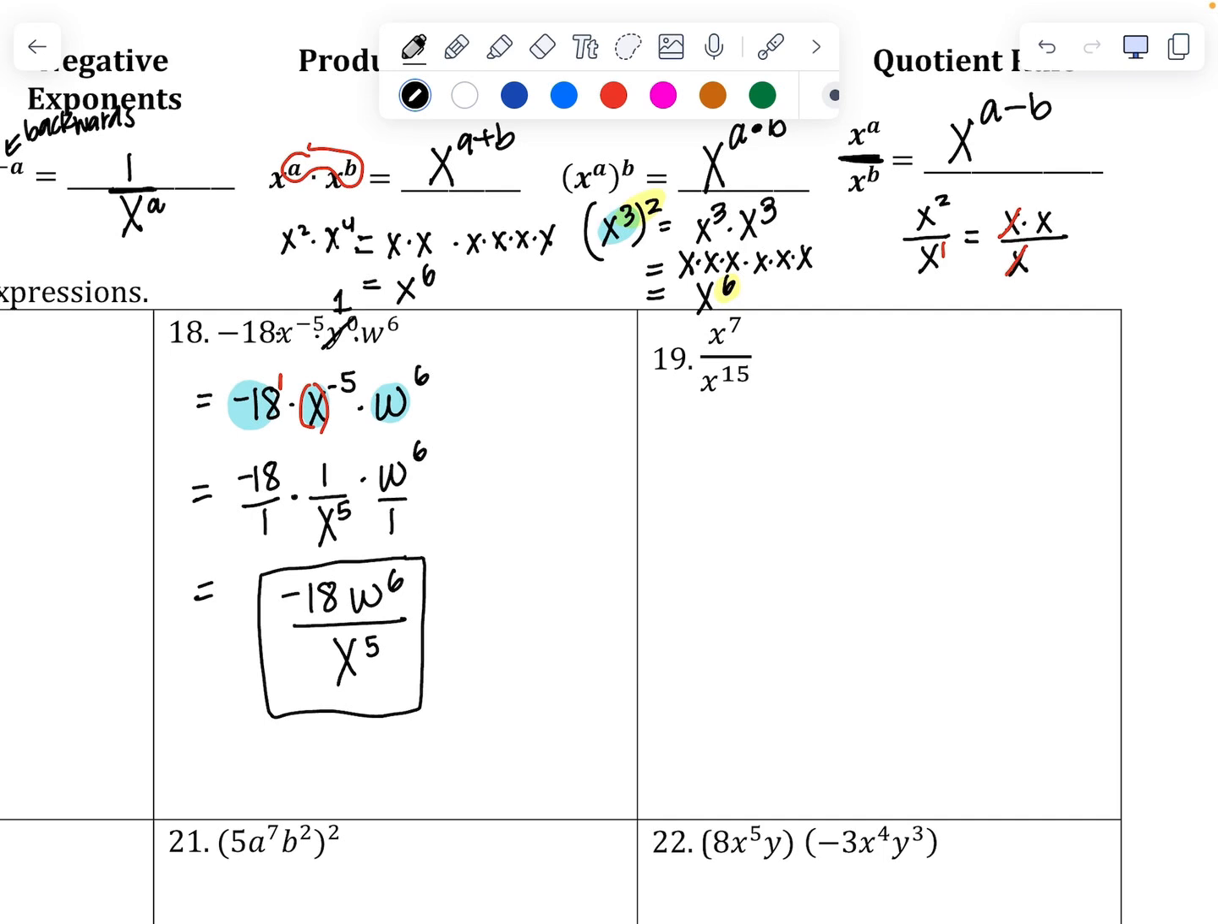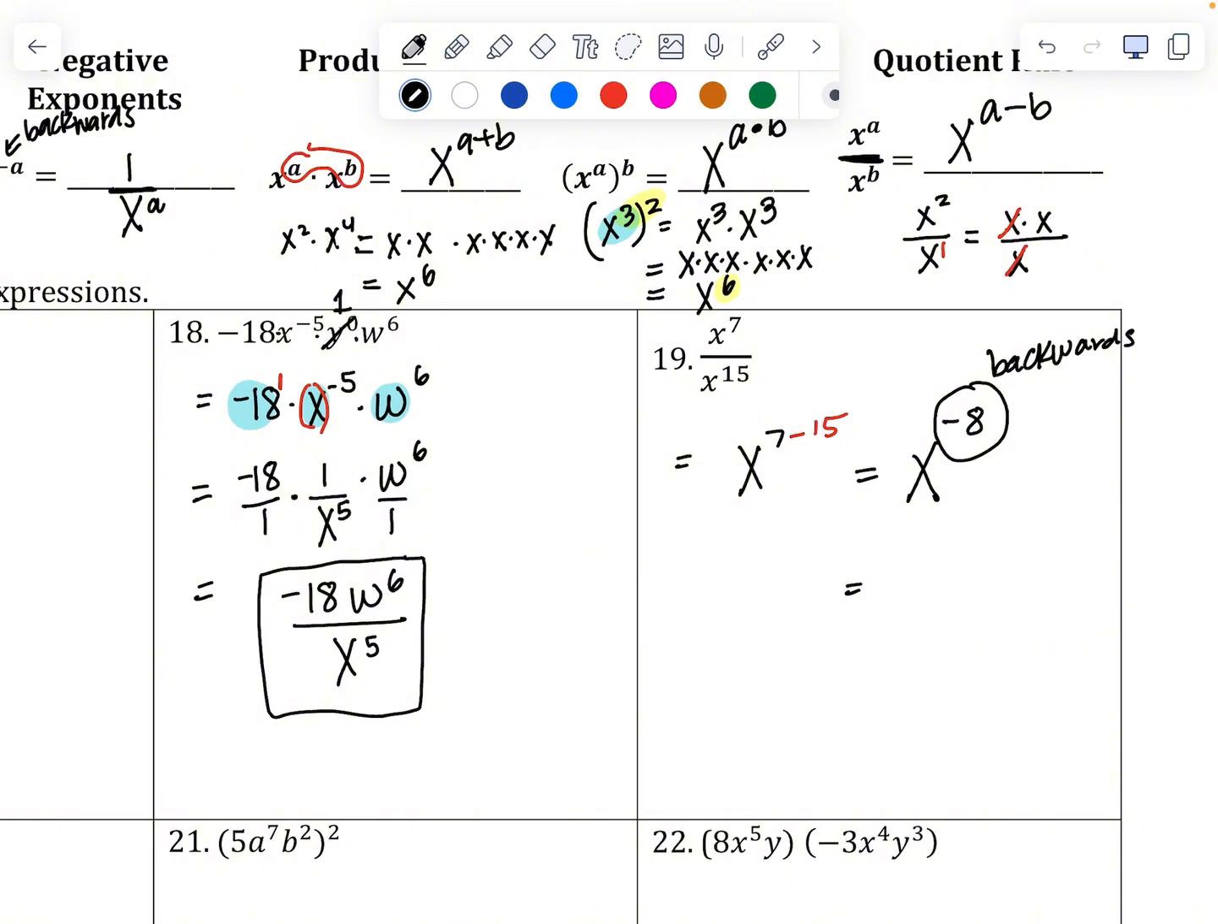Number 19, we used the quotient rule. X to the power of 7 minus the 15. This gives you x to the power of negative 8. And don't forget, this means you went backwards. Instead of multiplying by x, you went and divided by x.